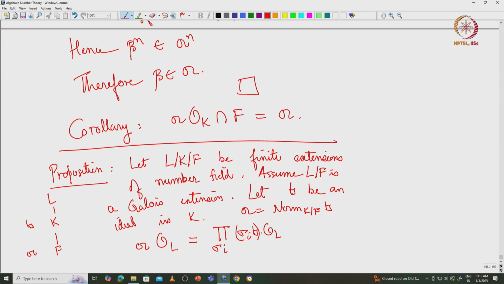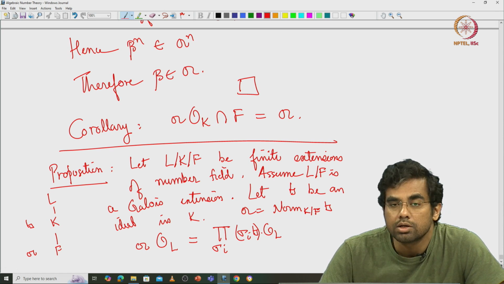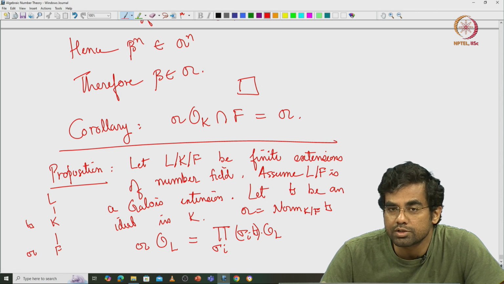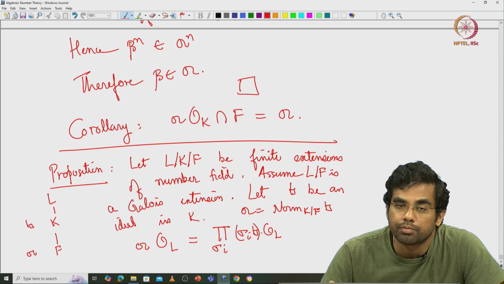Okay. All right. So, this is the way to write it. Let me tell you what the motivation of proving this proposition is. We define the norm of an element in terms of the product of embeddings into an algebraic closure. So, this proposition is going to help us prove the same thing for ideals.